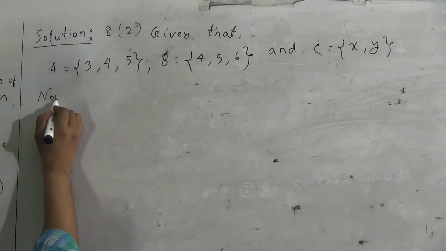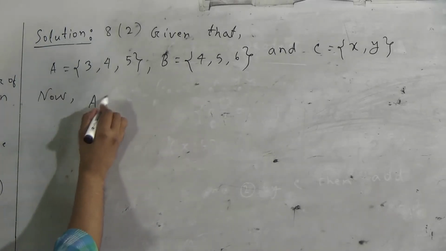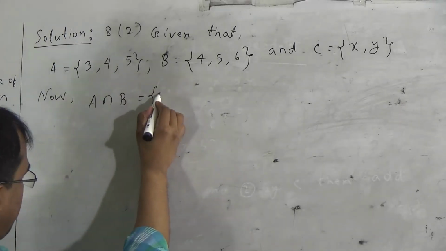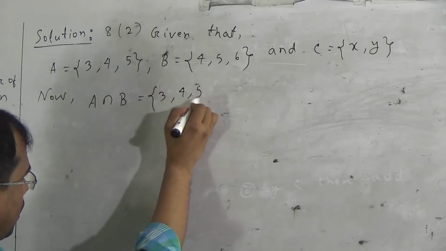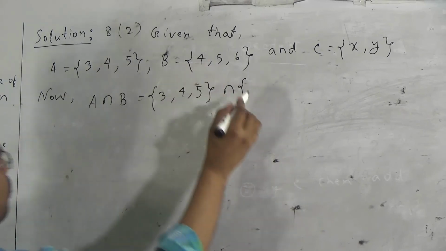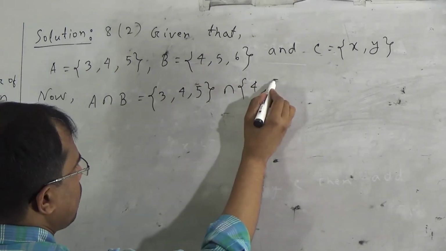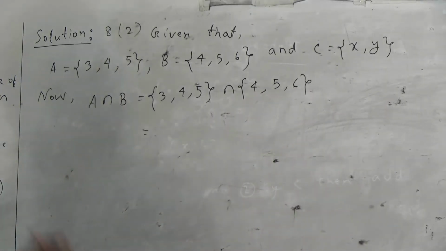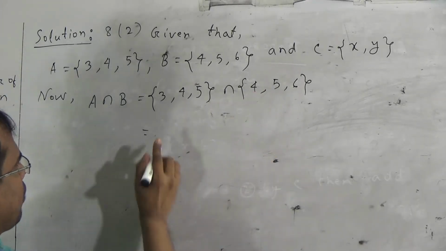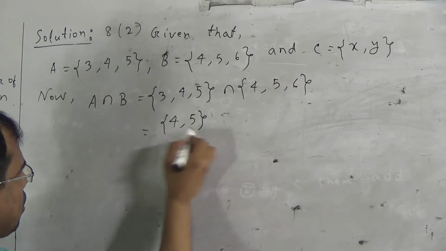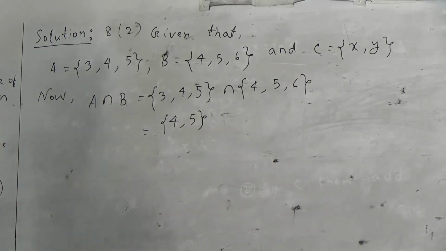Now A intersection B is equal to, here the value of A is 3, 4, 5. Intersection, the value of B is 4, 5, 6. Now the intersection of these two sets means only the common elements of both sets will come. Here 4, 5 are the common elements. So only 4 and 5 will come. We have found the value of A intersection B.